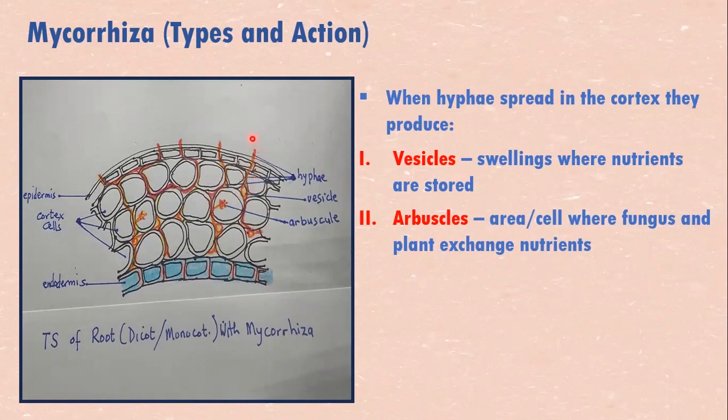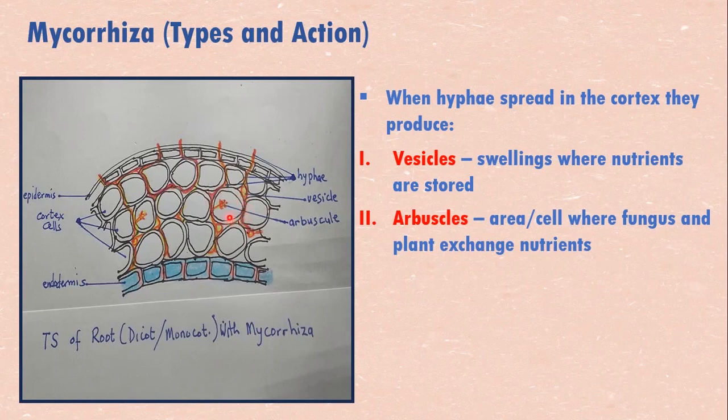So the nutrients that the hyphae absorbs in the soil, water, mineral salts, phosphates, it stores some in this vesicle among the cortical cells. And so some of these substances, water, mineral salts, phosphates, can diffuse from the vesicle into the cells, all right? The substances.